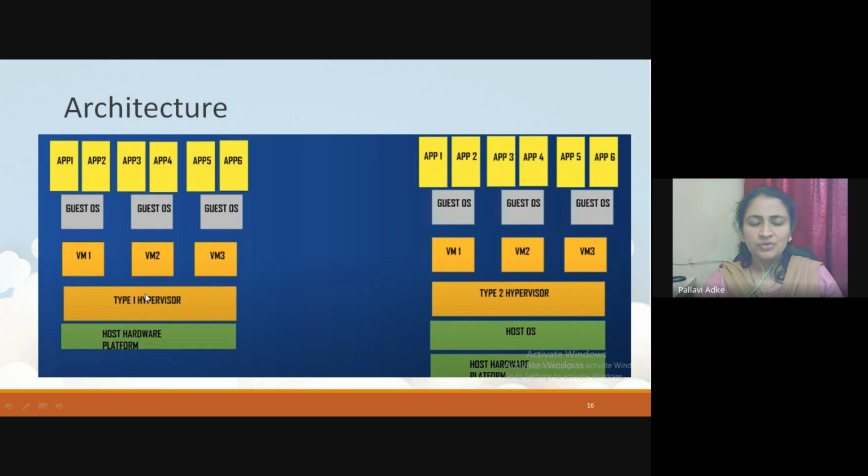The type 1 hypervisor is called a bare metal hypervisor, where it is not depending on or mounted on the host OS. Directly we are putting it onto the host hardware platform. The remaining structure is the same. There will be virtual machine one, the guest OS is there, and different applications we can run on this virtual machine. Again the same here, virtual machine 2 is there, guest OS is there. We can run n number of different applications on this OS. Then VM3 is there. The same structure is over here also.